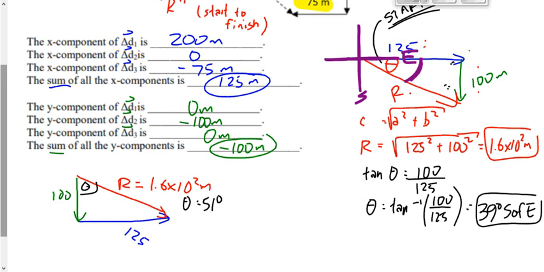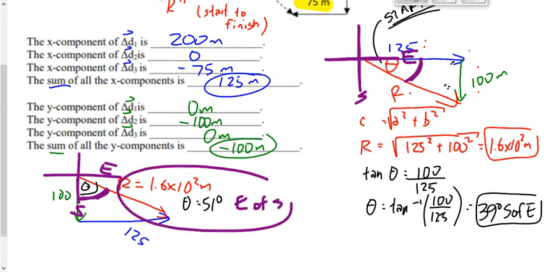Rather, where is that angle measured from? From the south. So I'm going east from south. So we would call this 51 degrees east of south. That's the same answer. Okay, that's the same answer. 39 degrees south of east, 51 degrees east of south, exactly the same answer.